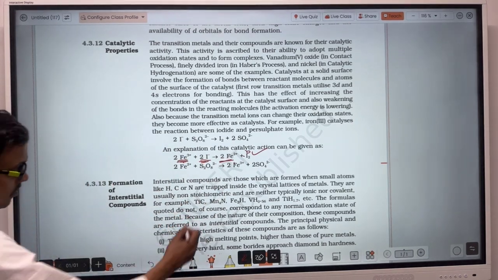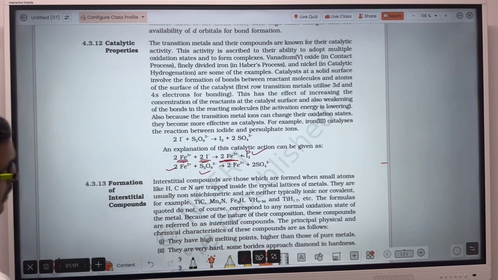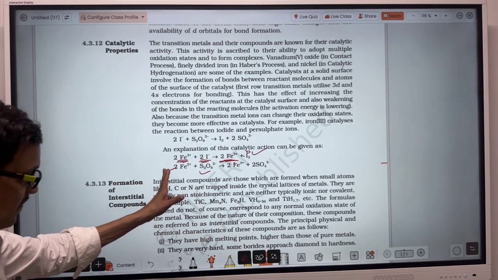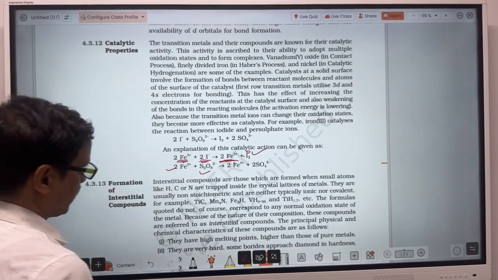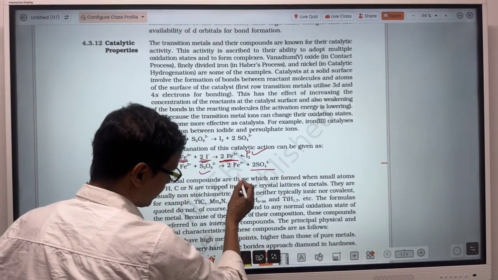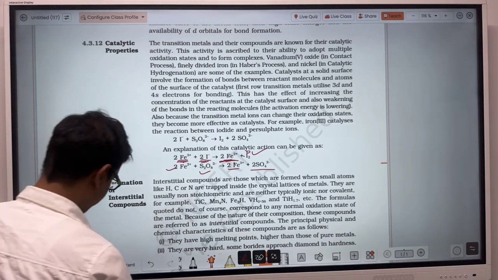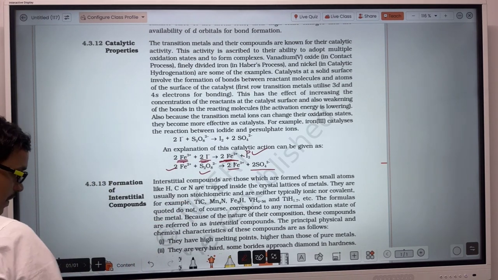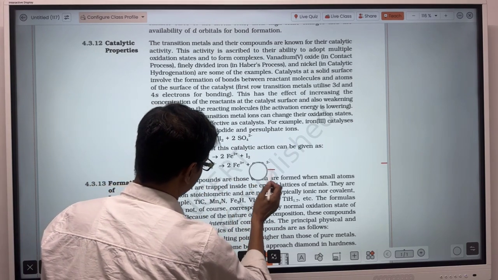Now Fe2+ forms, and this Fe2+, the ferrous ion, again reacts with persulfate ion. As a result, sulfate ion will form and Fe3+ gets regenerated. So what will the overall reaction be? What will be the overall reaction? You may be asked that also.